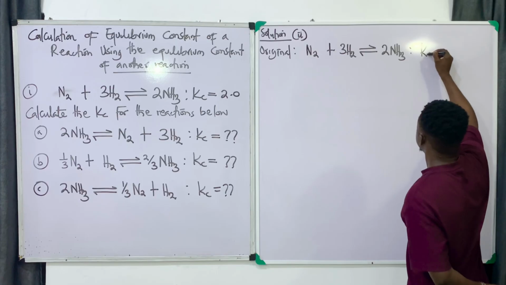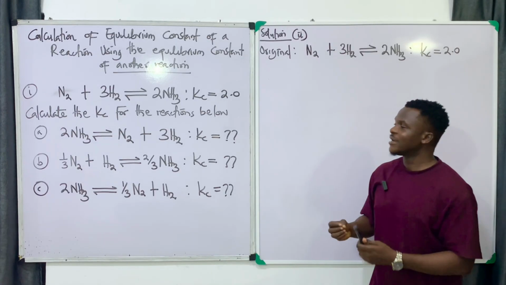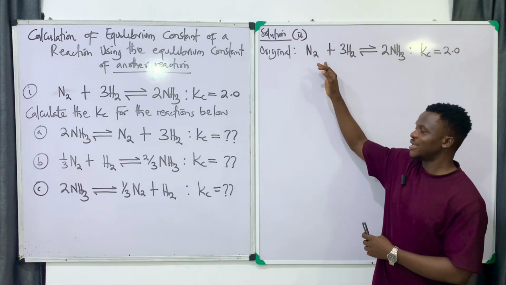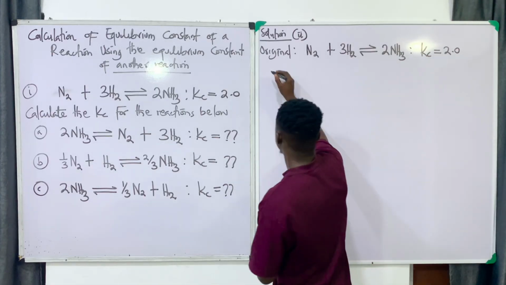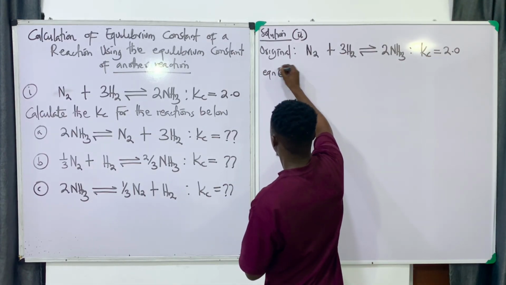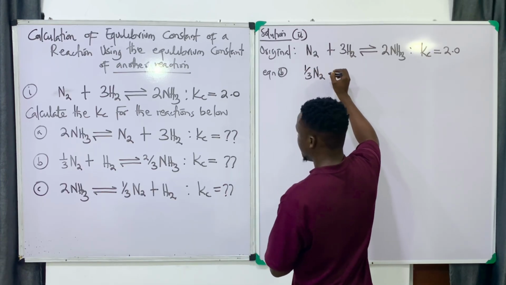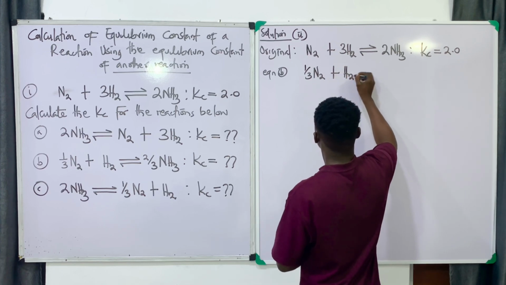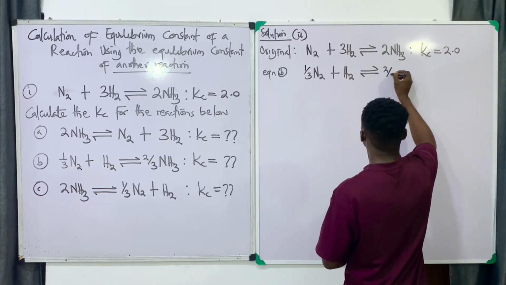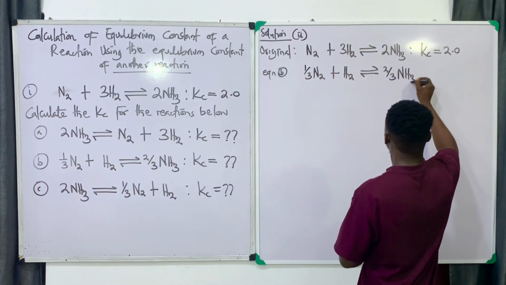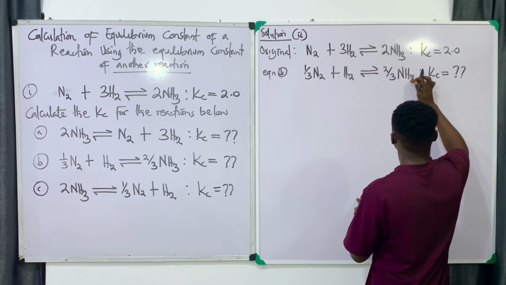We have Kc equals 2.0. So they are asking me to use this to find B, because we've done that of A. So I'll say equation B is 1 over 3 N2 plus H2 into 2 over 3 NH3. So we have Kc equals question mark. Class, look up.